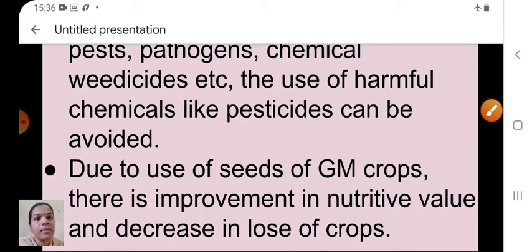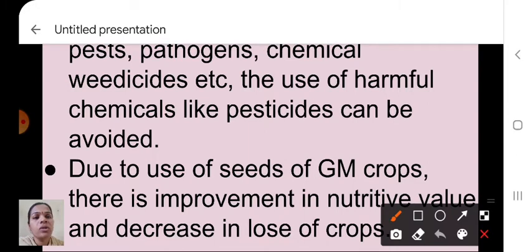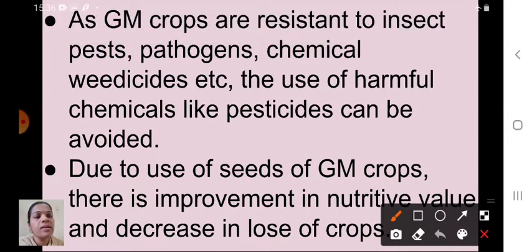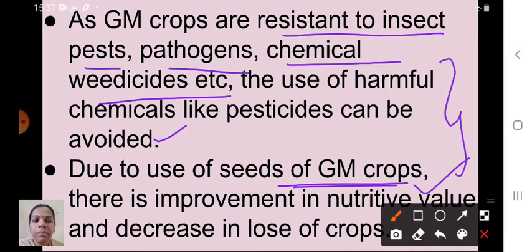Next one is, genetically modified crops are resistant to insects, pests, pathogens, chemical weedicides, etc. The use of harmful chemicals like pesticides can be avoided. Due to the use of seeds of genetically modified crops, there is improvement in nutritive value, children, and a decrease in loss of crops. So these are the benefits of genetically modified crops.